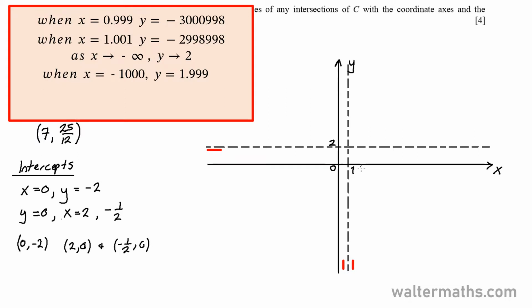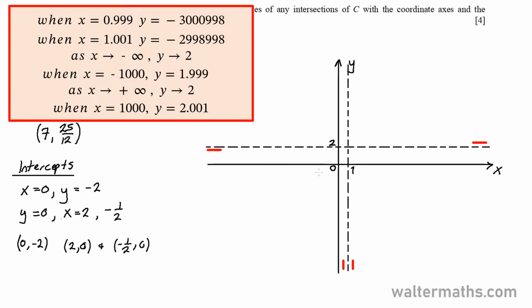And I'll also need to consider the behavior of the graph as x becomes significantly large, that is, as x approaches positive infinity. And for this, I'll use x equal to 1000 as a large value of x and substitute it into the equation. And when I do that, I get y coming out as 2.001, which means the graph is slightly above the line y is equal to 2. So it will be coming out from just right here, above the line y is equal to 2.